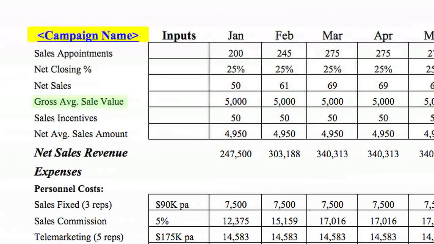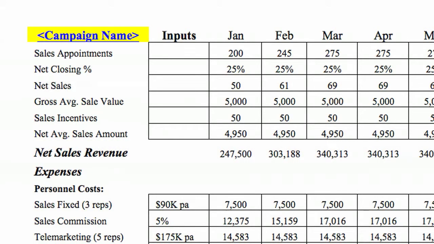Gross average sales value would be the total product cost. I've also put in sales incentives to remind you that you might have some sales incentives, could be discounting on the prices, whatever tools the sales department will use. And of course you've got to include those if there's a cost against that. That leaves you with the net average sales amount, which of course is your gross sales value less the sales incentives. Now that would be the revenue side. The net sales revenue, of course, is your net average sales amount times the amount of net sales.